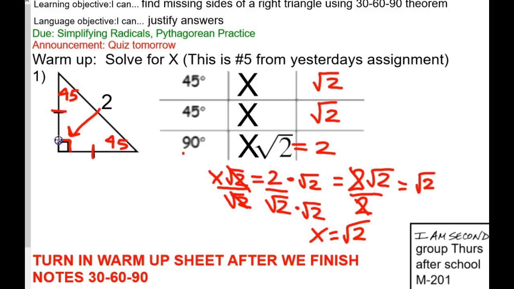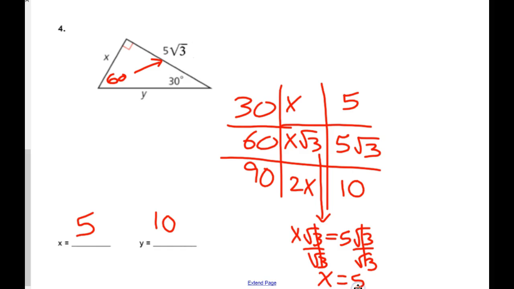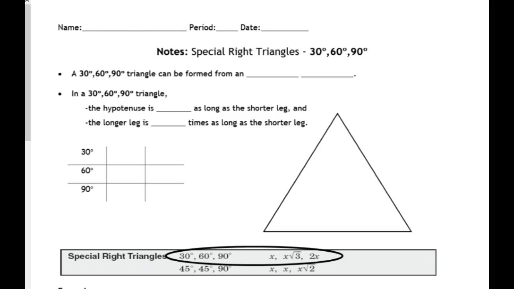So now what we're going to do is 30, 60, 90 notes. And they look like, here, they look like this. Okay. If you don't already have this paper, it'll be on the side table. You can get someone to pass them out.